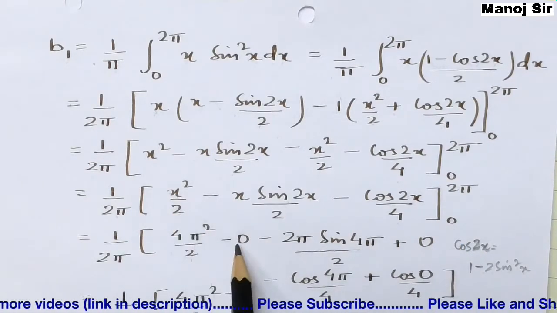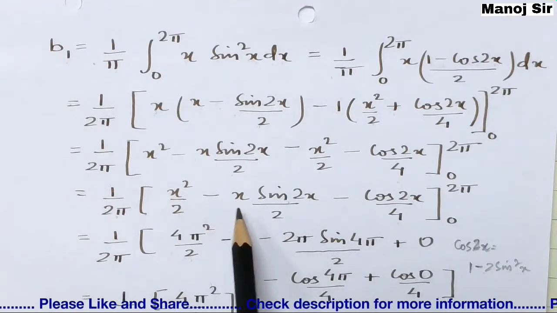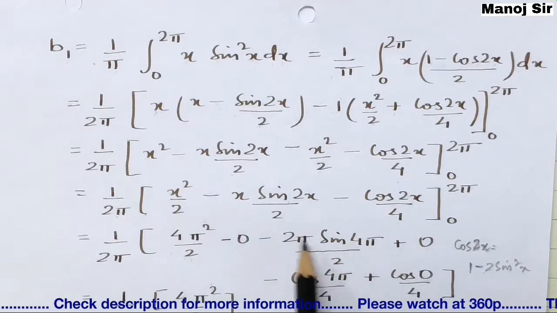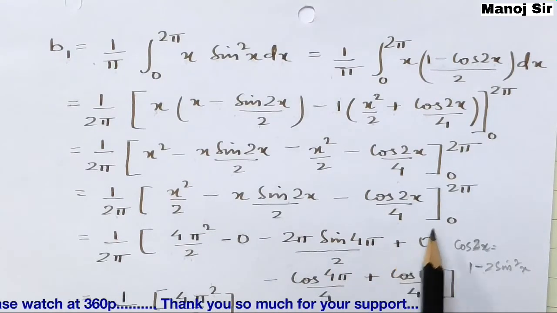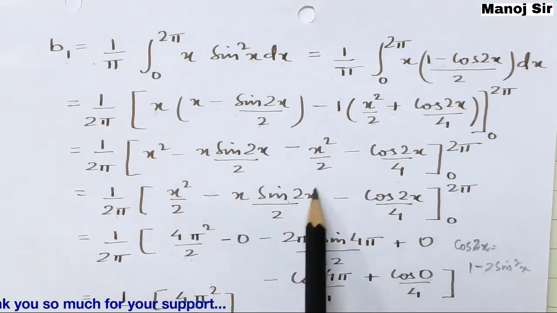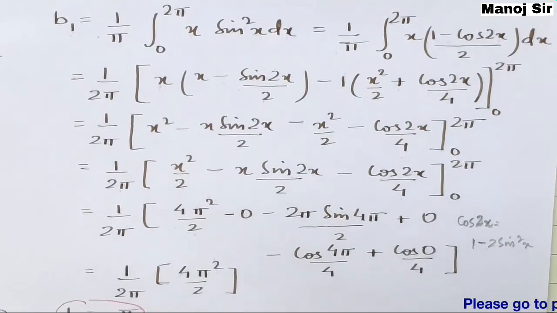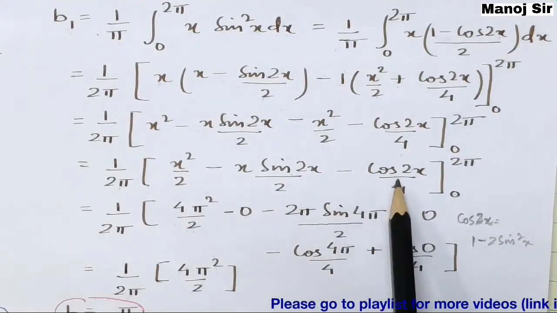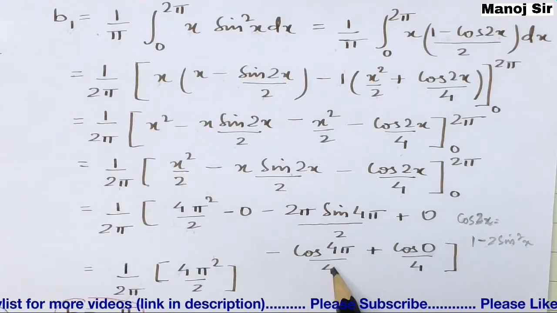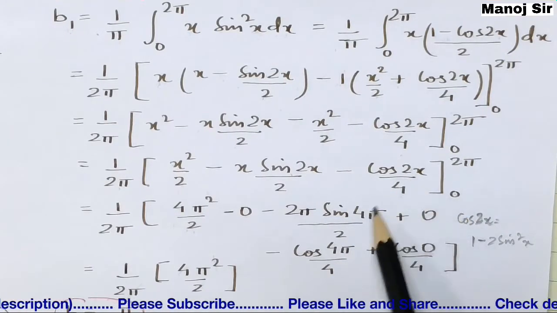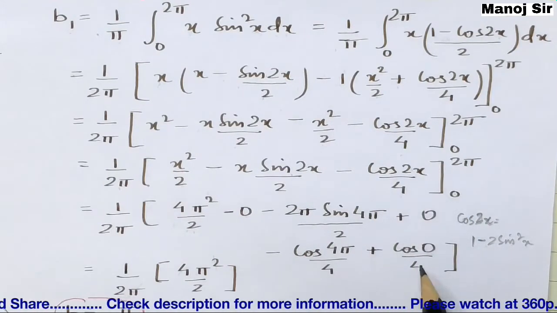If you put x equal to 0, this is going to be 0. Now coming to the second term, put x equals to 2 pi here, so this is going to be minus of 2 pi into sine 4 pi upon 2. Upper limit negative, then lower limit would be positive. If you put x equal to 0 here, then this will be again 0. Now coming to the third term, that is minus of cos 2x upon 4. If you put the upper limit, then this will be minus of cos 4 pi upon 4. If you put the lower limit, upper limit negative, then lower limit would be positive, cos of 0 upon 4.